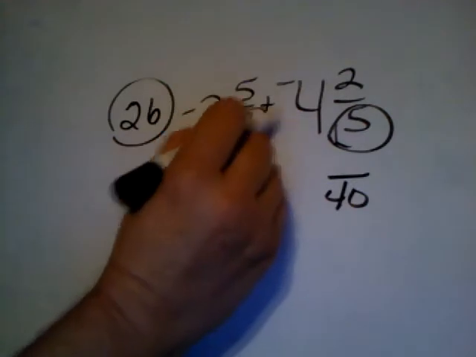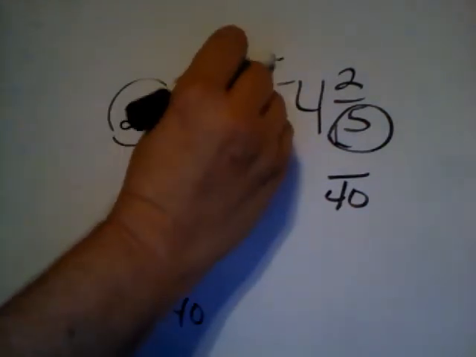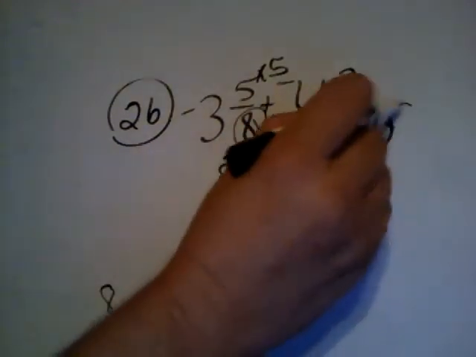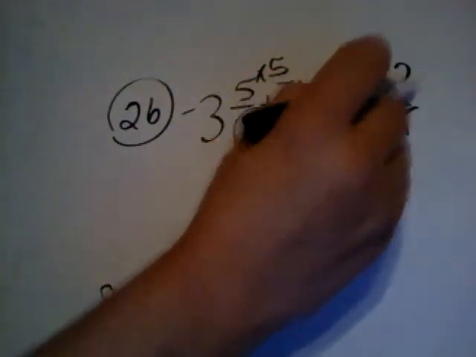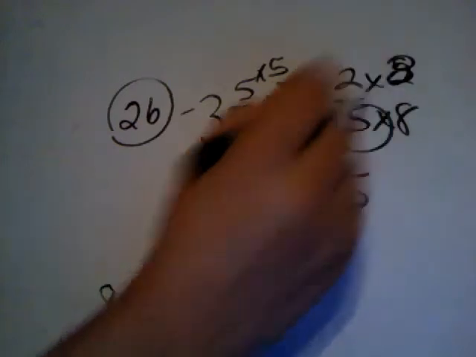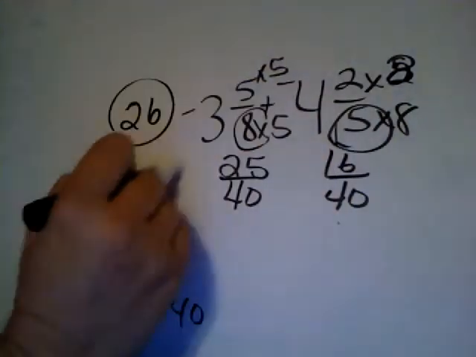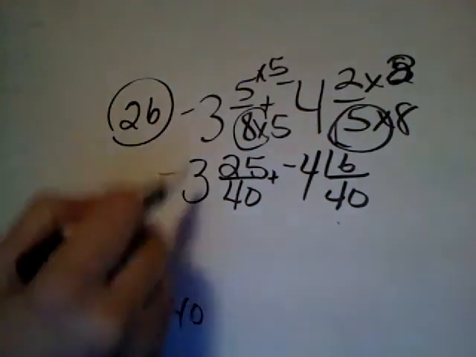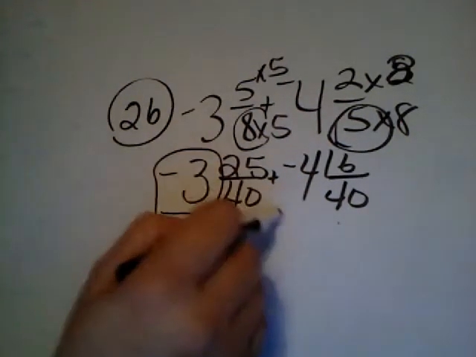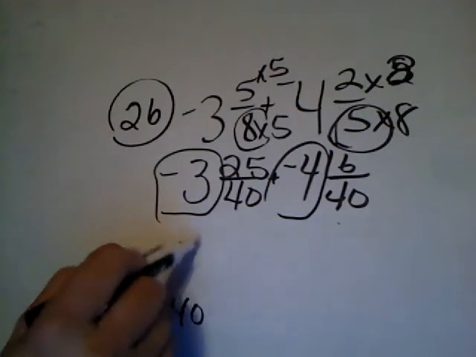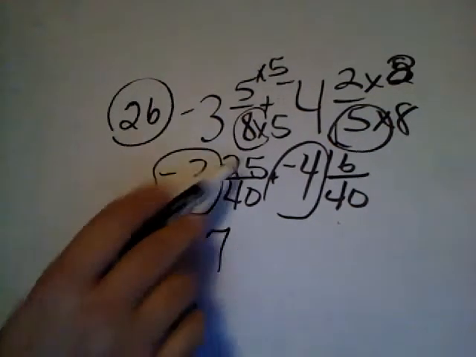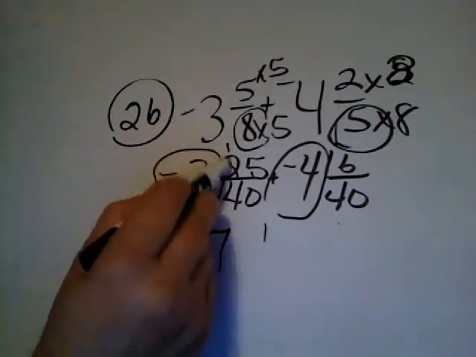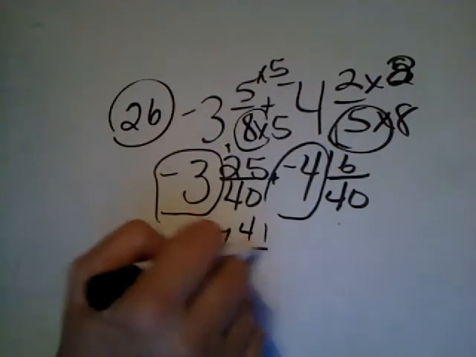How did I get from it? Times 5. If you do it to the denominator, you have to do it to the numerator. 5 times 5 is 25. 5 times 8 is 40. So 2 times 8 is 16. Do not lose these whole numbers. They are still there. They did not go away. Let's add our whole numbers first. Negative 3 and a negative 4 makes us a negative 7. 25 plus 16, that's 41. Carry your 1, 2, 3, 41 over 40.